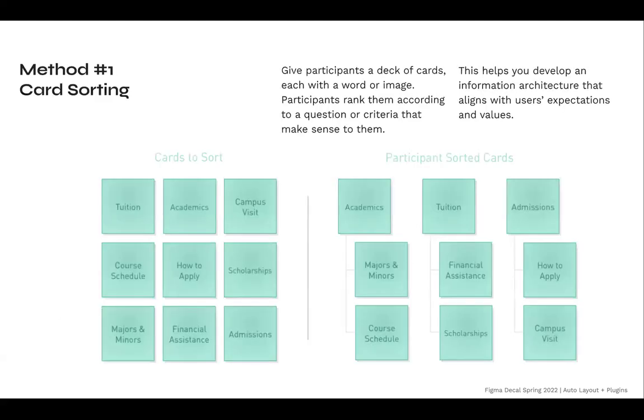And here's method one. You give participants a deck of cards, each with a word or image, and then participants rank them according to a question or criteria that makes sense to them. This helps you develop an information architecture that aligns with user expectations and values.